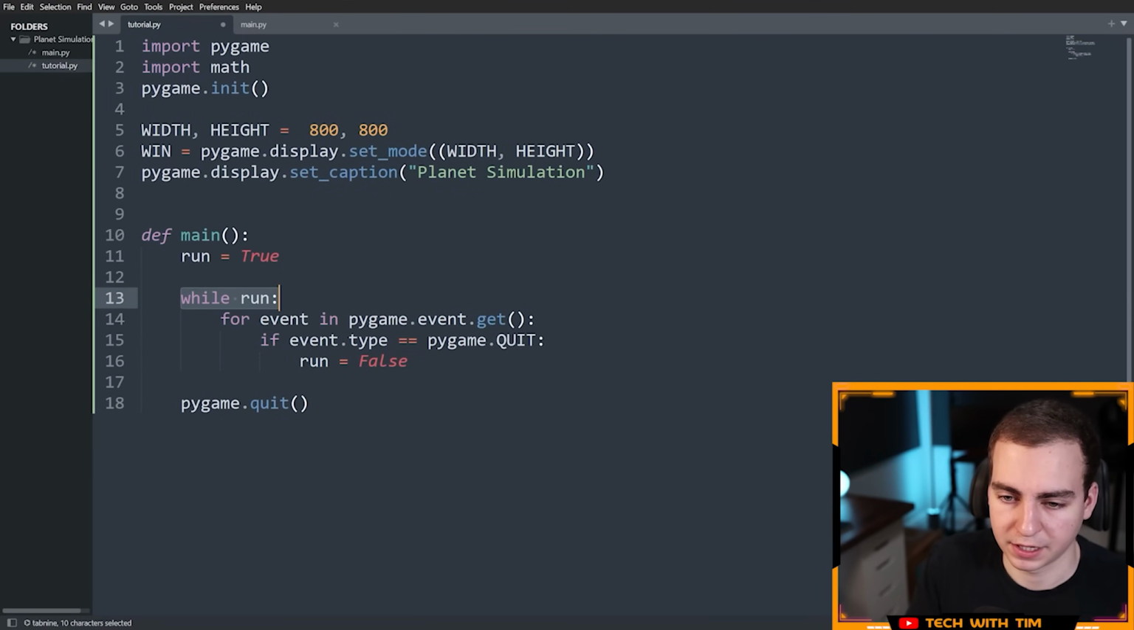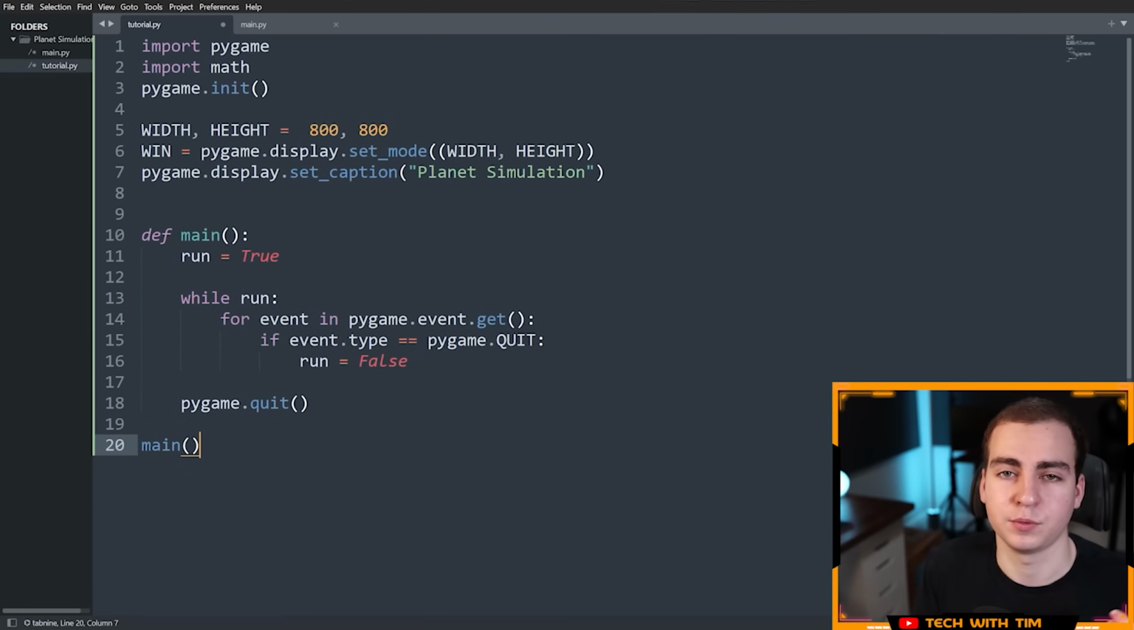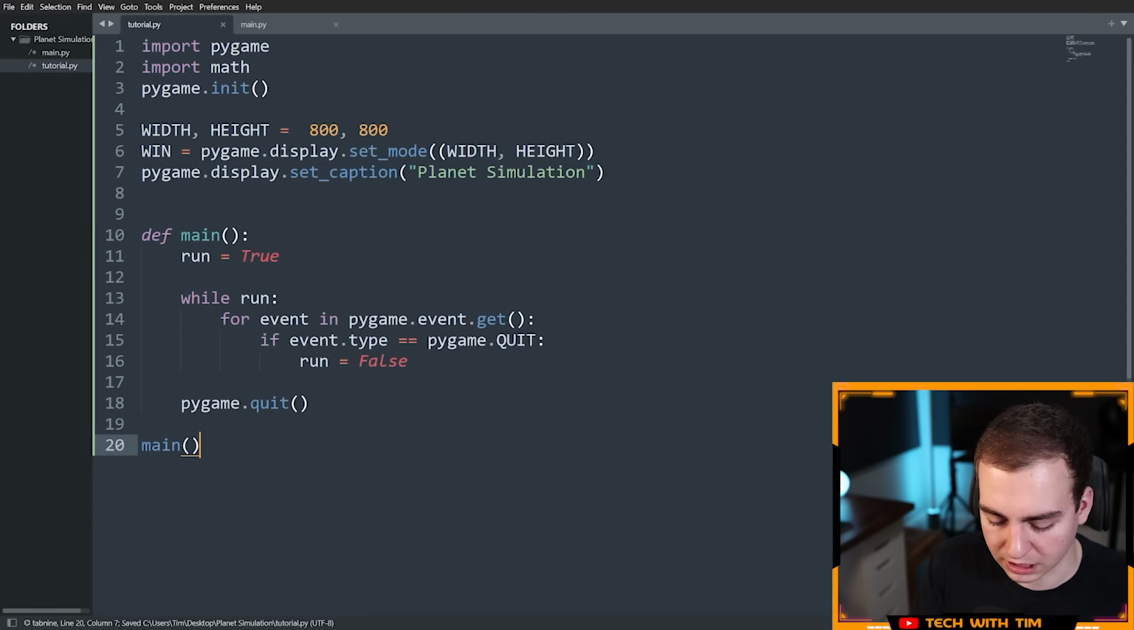What's going to happen is we're going to continually run. We're going to get all of the events. If one of the events that occurred was we hit the X button in the window, then we are going to close the window by making run equal to False. Since that's going to exit our loop, we're going to quit Pygame, and then we'll be done. Perfect. So all we need to do here is just call this main function. And now that we do this, we should see a Pygame window pop up, and then we can close it and get out of the program safely.